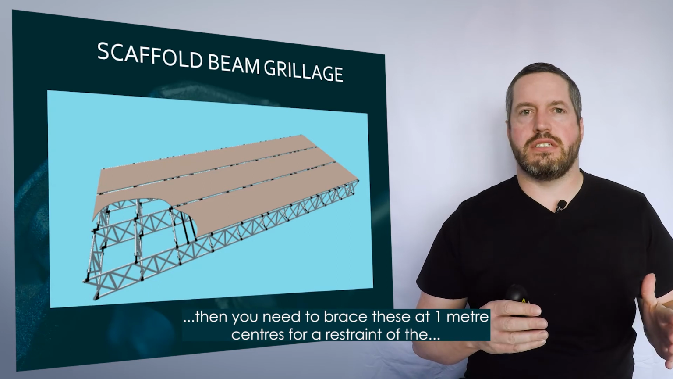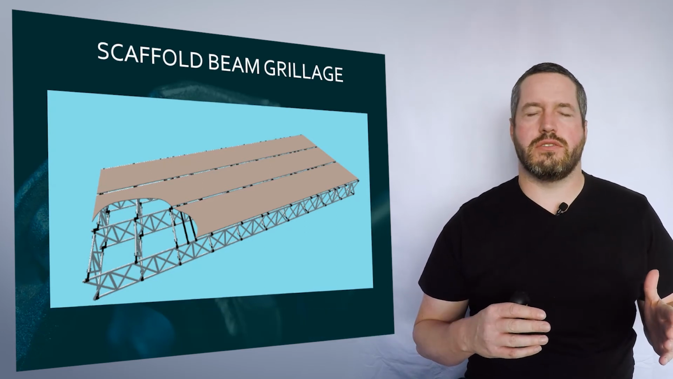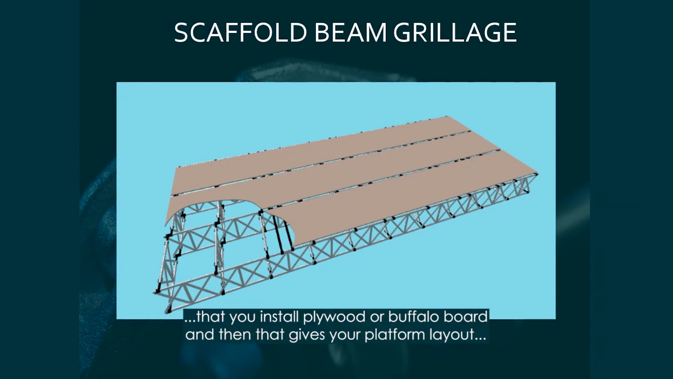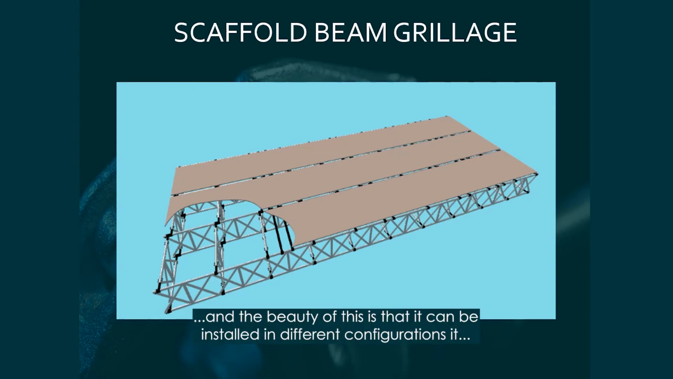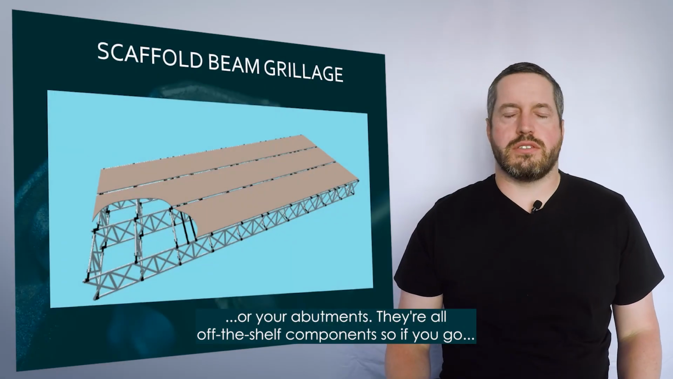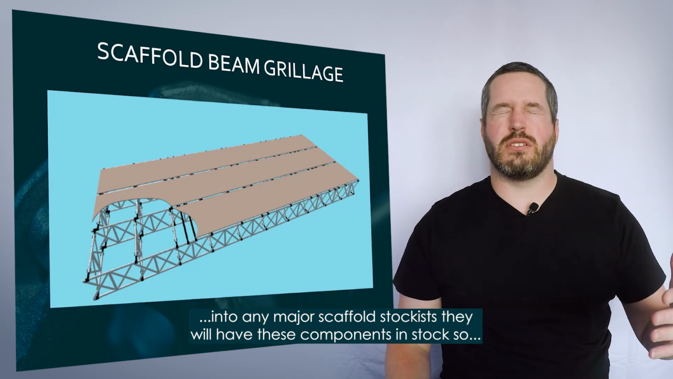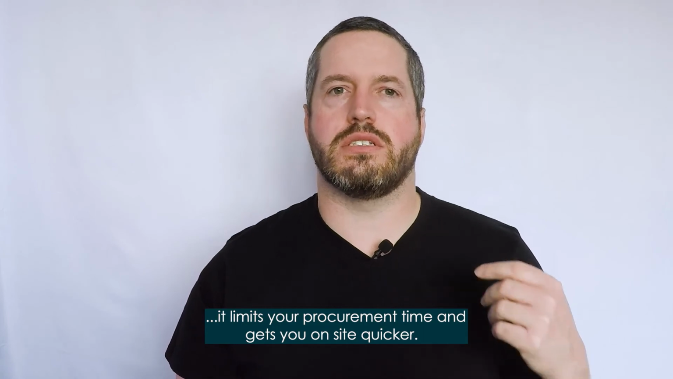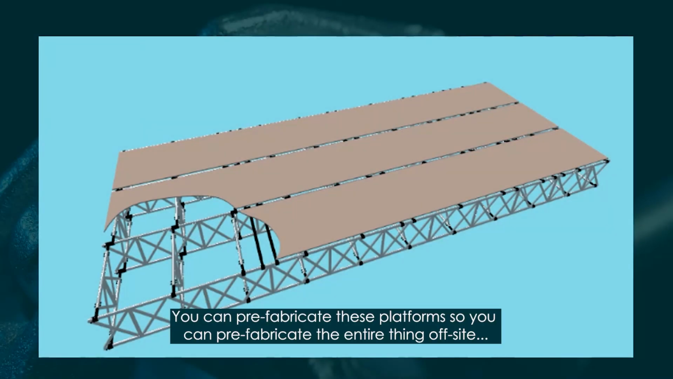Then you need to brace these at 1 meter centers for restraint of the compression chord, and that gives you your grillage or box layout. Then on top of that, you install plywood or buffalo board, and then that gives you your platform layout. And the beauty of this is that it can be installed in different configurations. It can be installed to work around the shape of your piers, your bridges, or your abutments. They're all off-the-shelf components. So if you go into any major scaffold stockist, they will have these components in stock. So it limits your procurement time and gets you on site quicker. You can prefabricate these platforms.